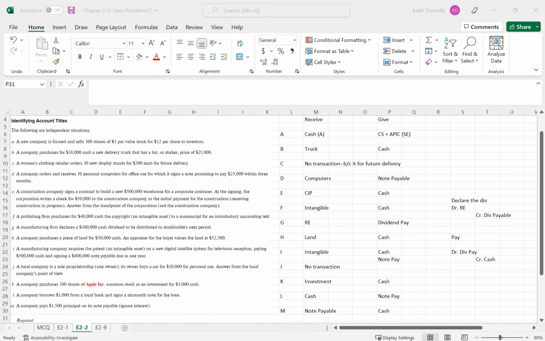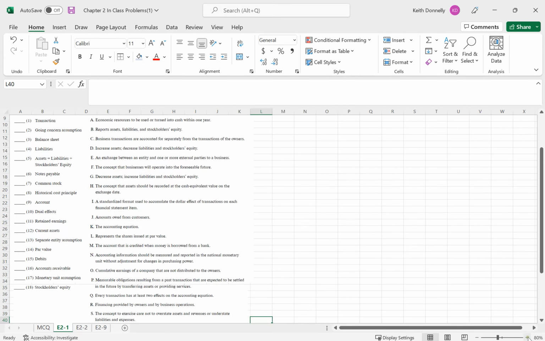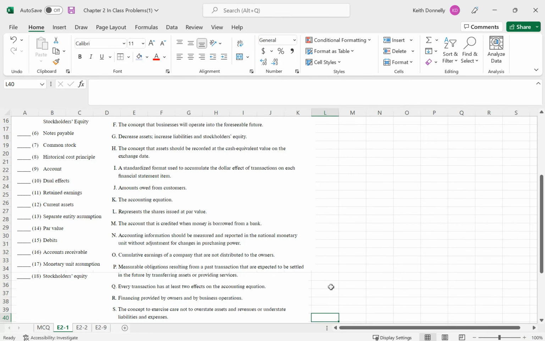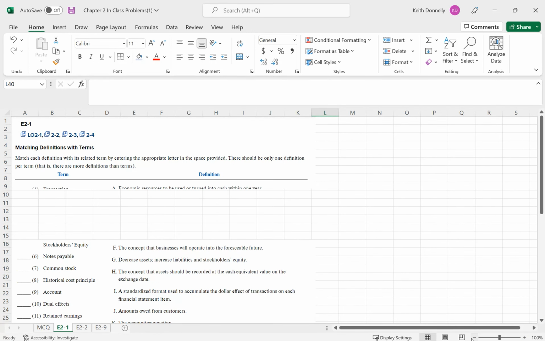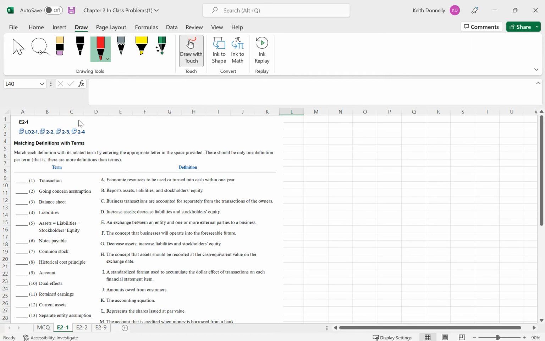The last item here we're going to look at is just some definitions. Should probably take 5-10 minutes here. Zoom out, get the drawing tool. So transaction, this is going to be E, an exchange between an entity and an external party.